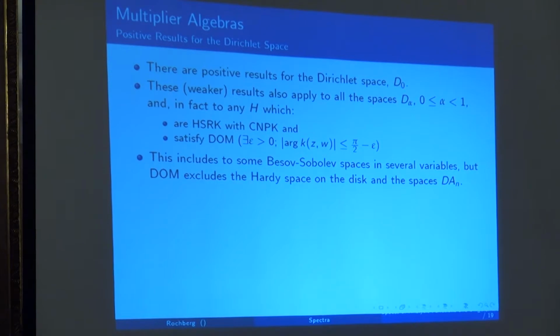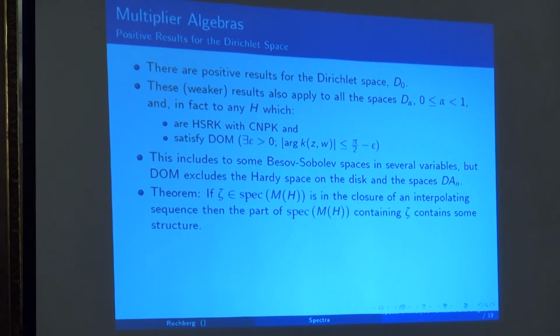It also applies to some spaces of functions in several variables, which again satisfy that domination condition. But the Hardy space itself, which is dA sub 1, and more generally the dA sub n spaces, are the model cases. They're also the endpoint cases in some sense, and they don't satisfy this domination condition. So the construction I'm going to describe doesn't work for those spaces.